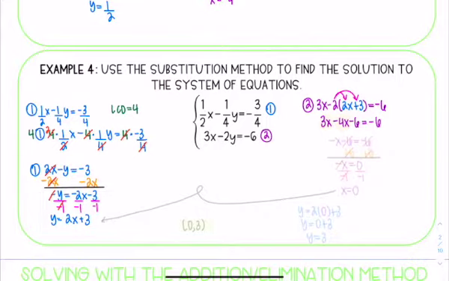We can combine like terms. We end up with negative x minus 6 equals negative 6. We can add 6 to both sides. And so it actually ends up canceling on both sides. And so we end up with negative x equals 0. And when I divide by negative 1, we're still going to get 0.